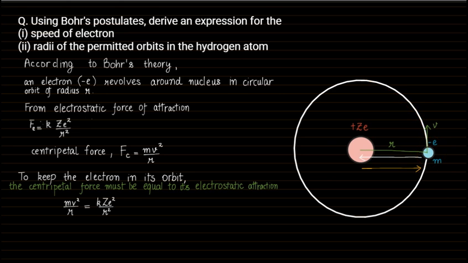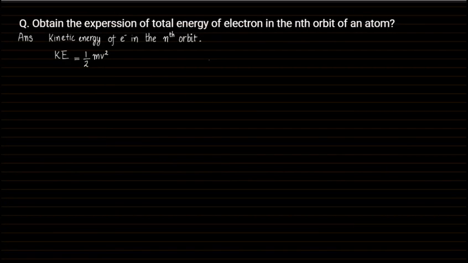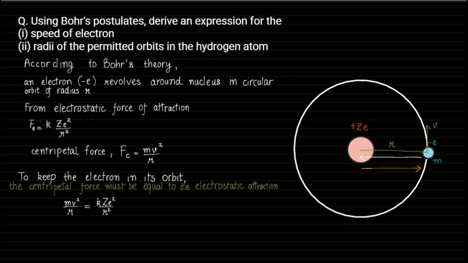So the kinetic energy of the electron in the nth orbit can be written as, we know the general expression for kinetic energy, half mv square. Now if you remember, while deriving the speed and the radius of the permitted orbit, we applied a condition: the centripetal force must be equal to the electrostatic attraction. According to this condition, mv square upon r, that means your centripetal force, should be equal to the Coulombic attraction or electrostatic force, kZe square upon r square.